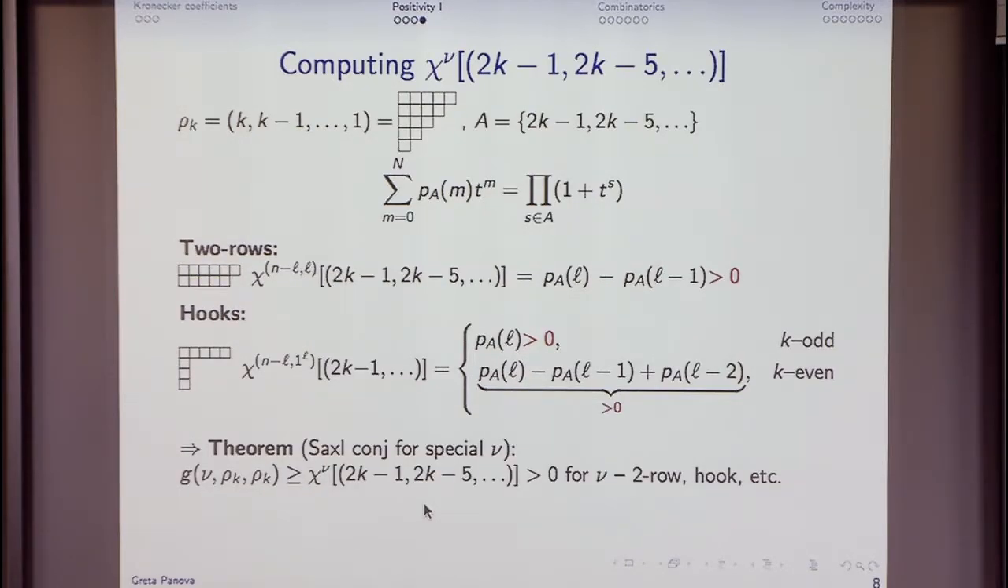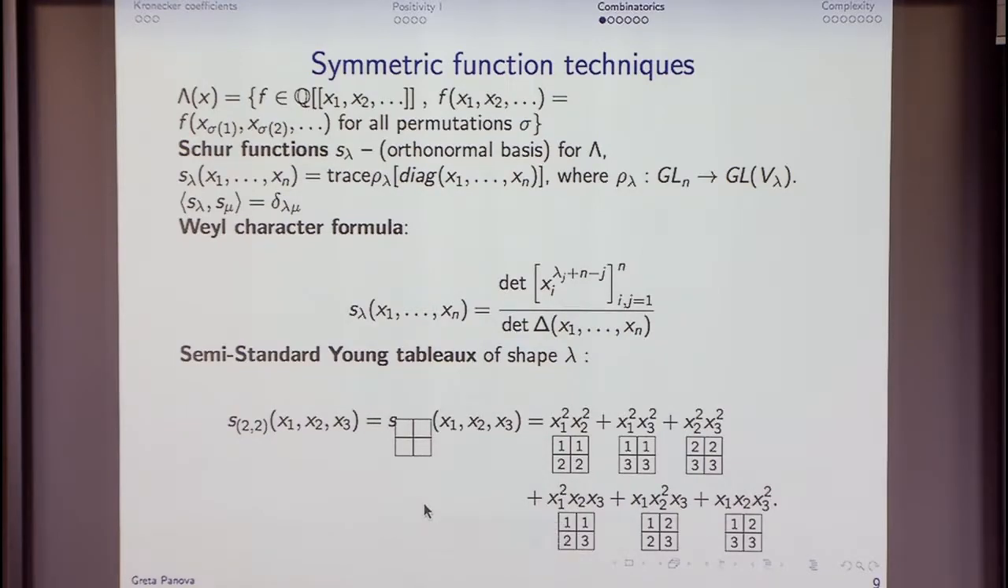And okay, so now that we have this comparison between Kronecker coefficients and characters, in this case we had that the characters are positive. Then we get the result for two rows, hooks, and the other special cases that I showed. Now, I want to go into combinatorics a little bit.